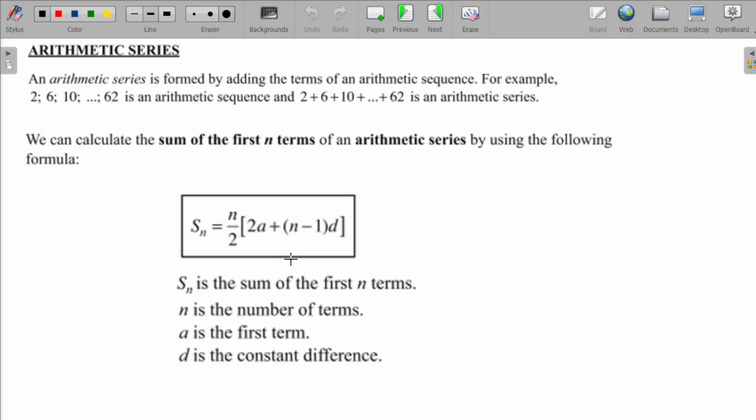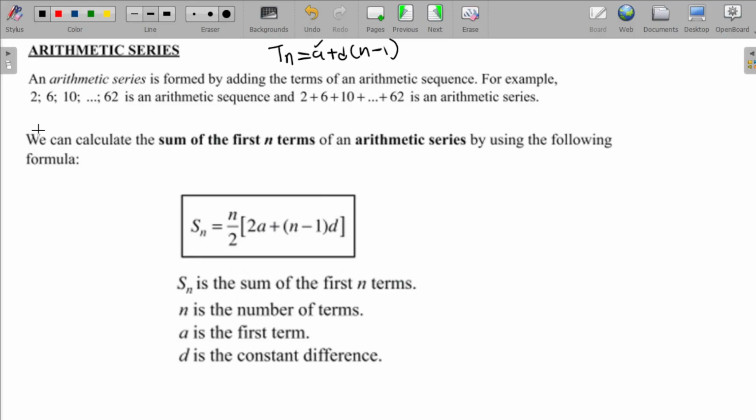Remember the word arithmetic, we dealt with that in grade 11. This is the first term, and this is the common difference of the arithmetic series or sequence. It's constant. We should be familiar with the word arithmetic, because now it's a series, meaning it's an addition of those sequences. An arithmetic series is formed by the addition of the arithmetic sequence, which I just said now.